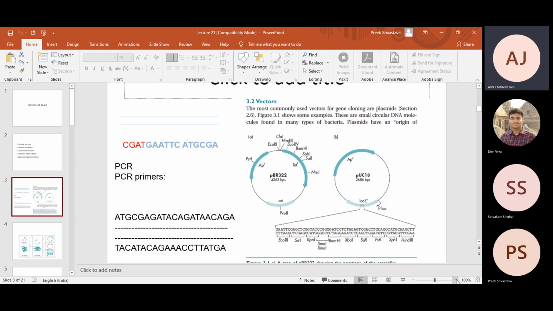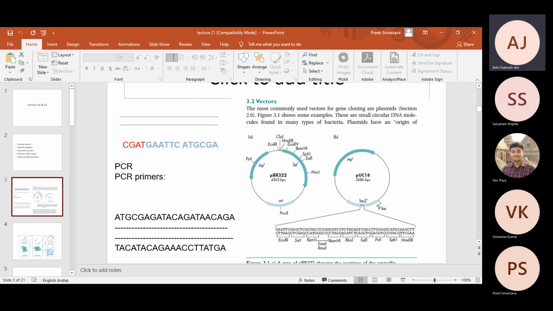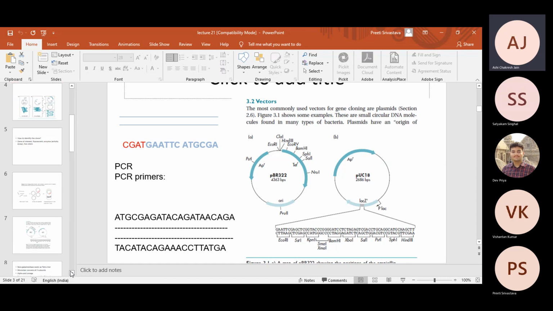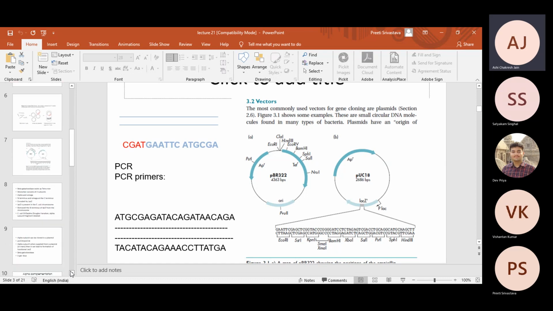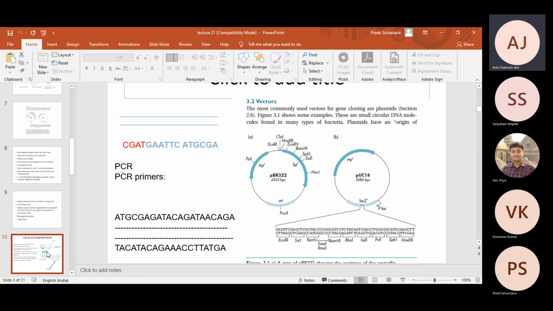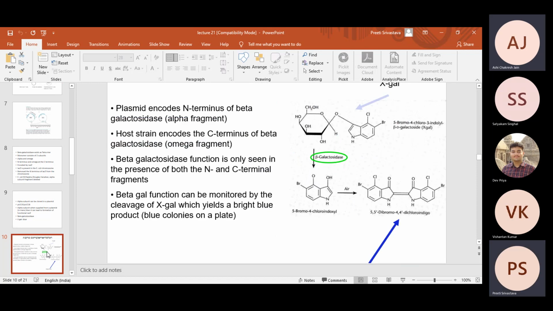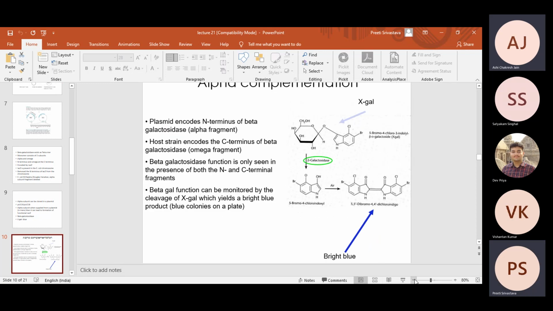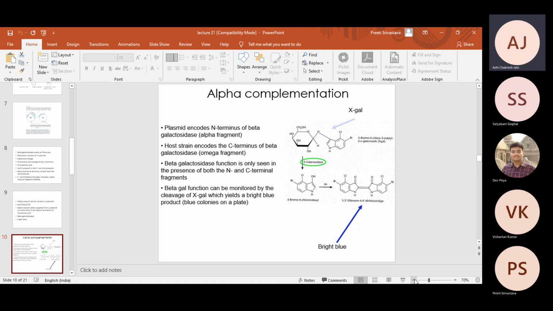So basically, for understanding alpha complementation, we need to understand the function of lacZ. lacZ is a gene which encodes beta galactosidase, and this enzyme utilizes X-gal, and when it utilizes X-gal, it makes the colony blue in color, as it can be seen here. X-gal is utilized by beta galactosidase, and a compound which is indigo or bright blue in color is produced.